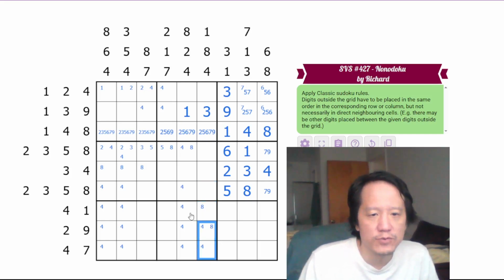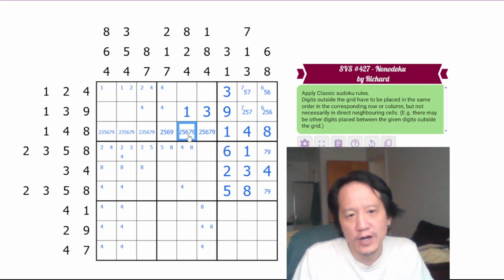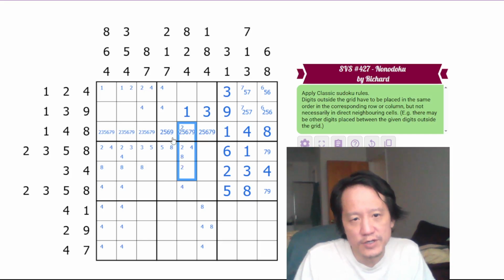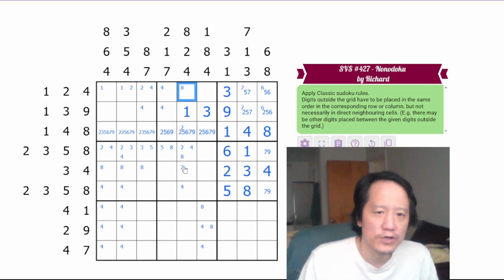That means 4 has to be one of these two, which means 4 cannot be here. 4 has to be one of these two. And it could be here if this is 2, so 4 can be either of these two. Since 4 is one of these two, 2 has to be one of these 3. And 8 can be here or here. We're not sure which.